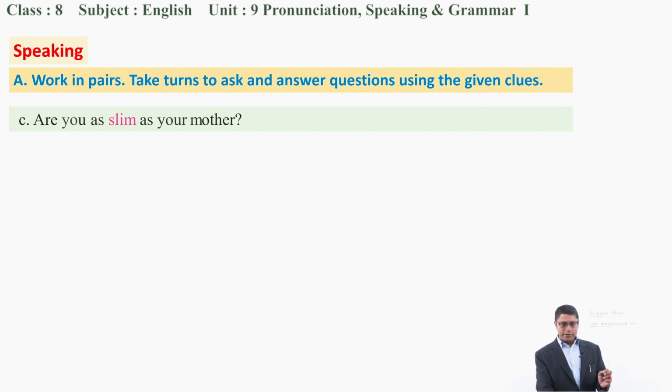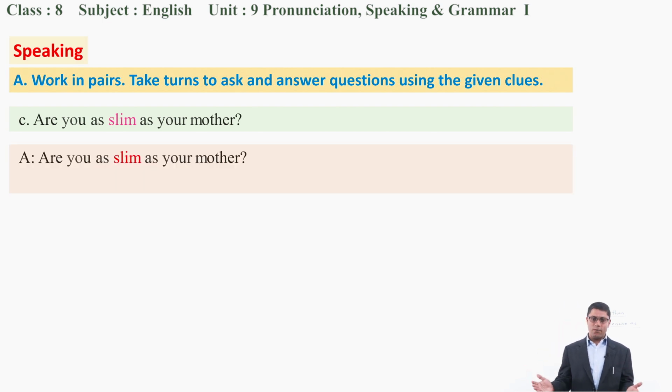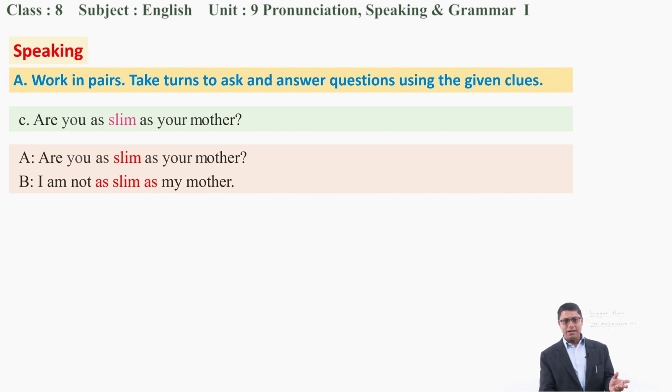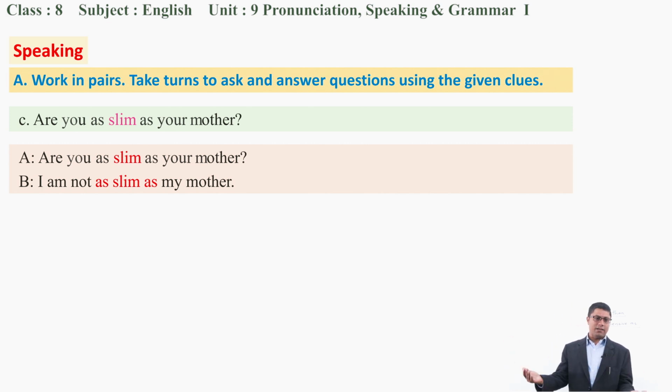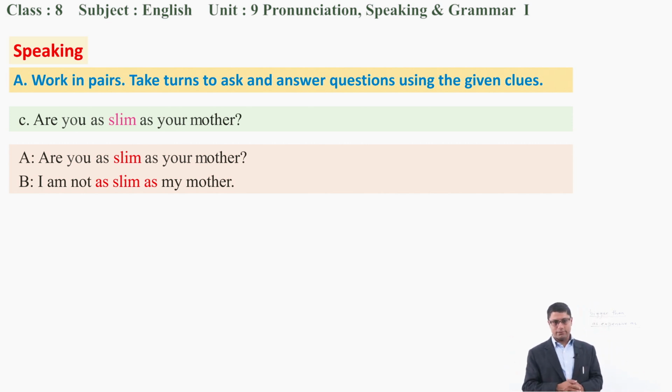See, are you as slim as your mother? Again, you have to ask the same question. Are you as slim as your mother? And the answer will be, I'm not as slim as my mother. Or you can also say, I am slimmer than my mother. Both possible. You can say, yes, I am slimmer than my mother, or, no, I'm not as slim as my mother.